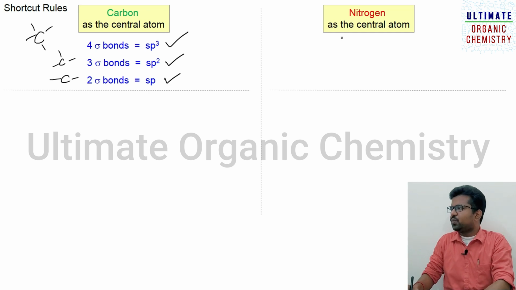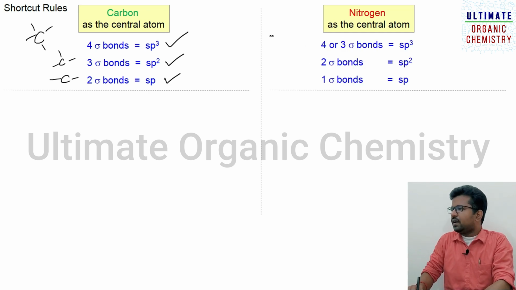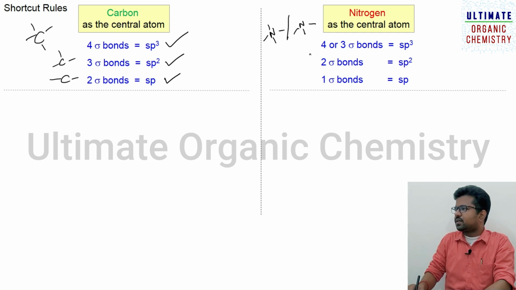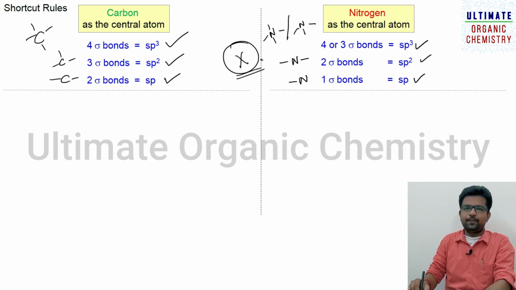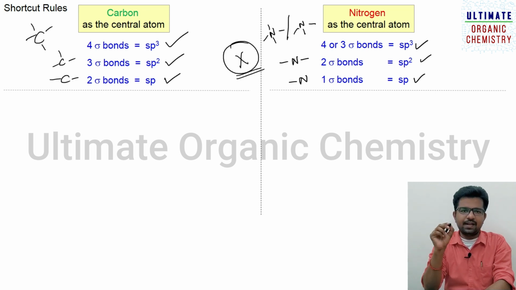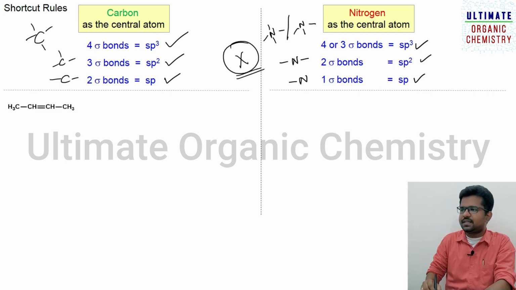Similarly, in the case of nitrogen, when nitrogen is connected to 4 sigma bonds, or you have 3 sigma bonds, it is sp3 hybridization. If the nitrogen atom is connected to 2 sigma bonds, it is sp2 hybridized, and if the nitrogen atom is connected to only 1 sigma bond, the hybridization is sp. So you must know these two rules. If you know these rules, you can give the answer very easily. Let us have a few examples here.